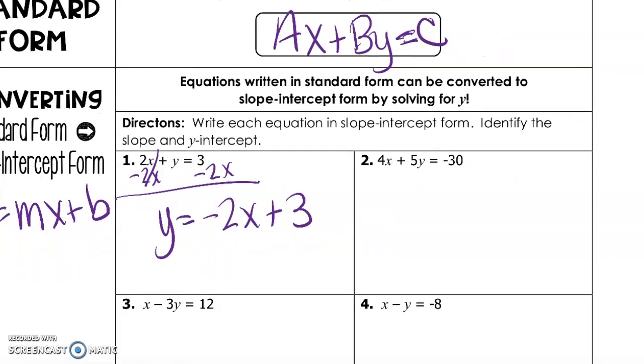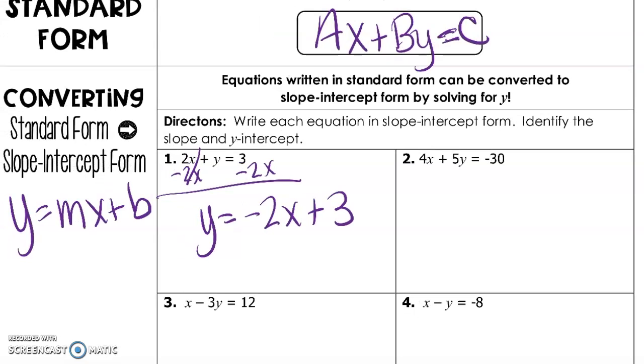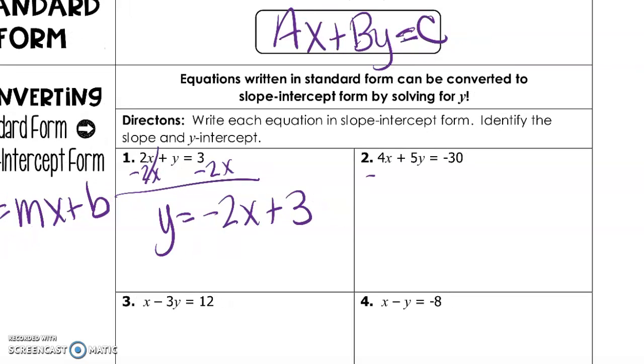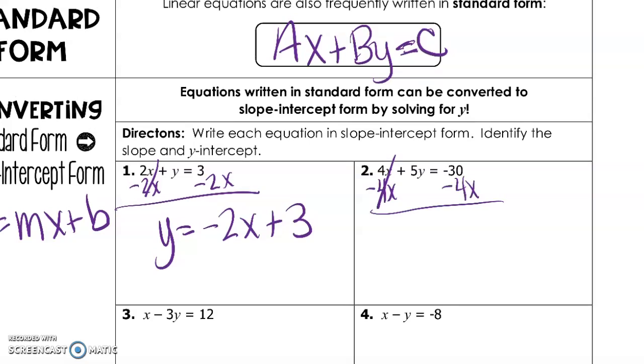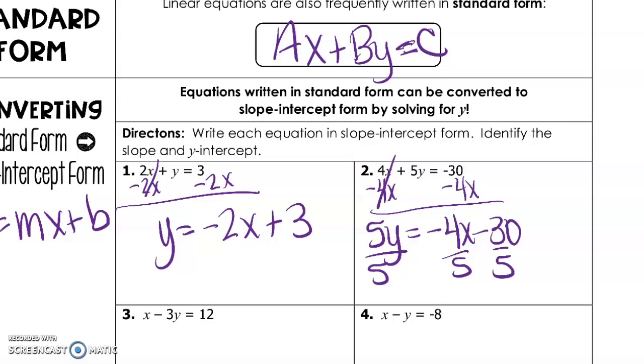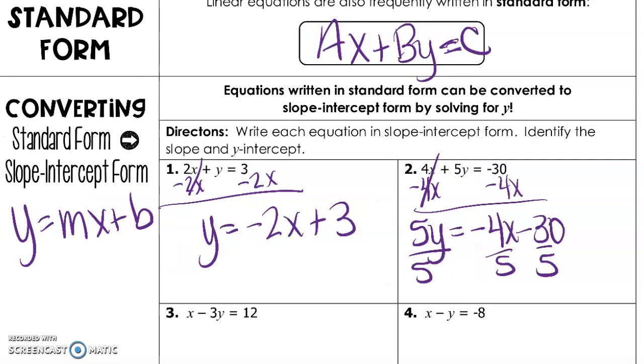When we look at number 2, we're solving all of these for y. So the first thing you do is you subtract 4x to get it to the other side. So I have 5y equals negative 4x minus 30. Now, when we did these before, we just did one big division sign with 5. You actually want to divide everything separately now, because we want it back in slope-intercept form. So we want an m and a b separately.